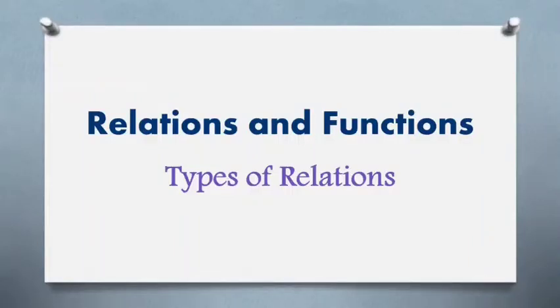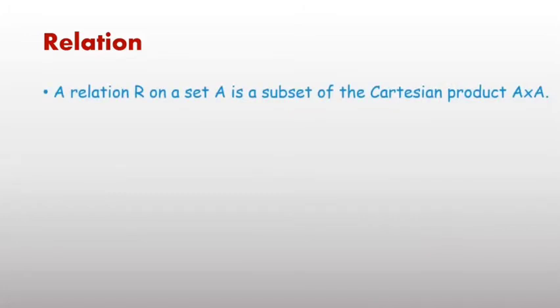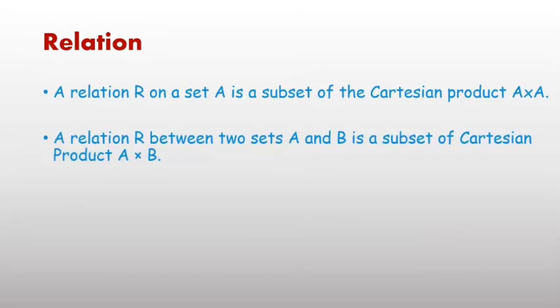In class 11, you have covered Cartesian product of sets and relations. Now in class 12th, we have to start types of relations. A relation, as all of you know, is a subset of A cross A in set A, and it is a subset of A cross B if it is a relation from set A to B.